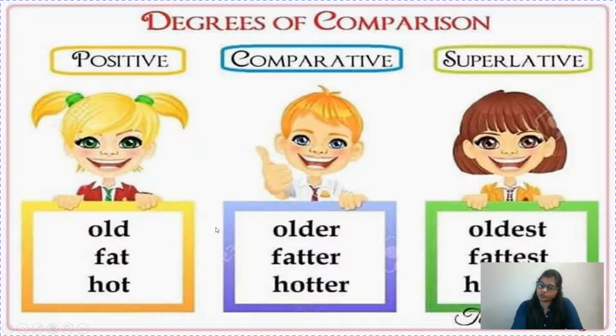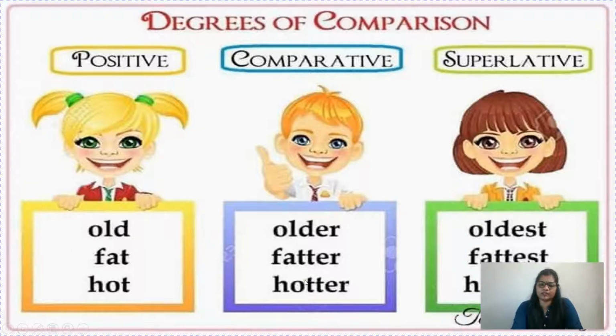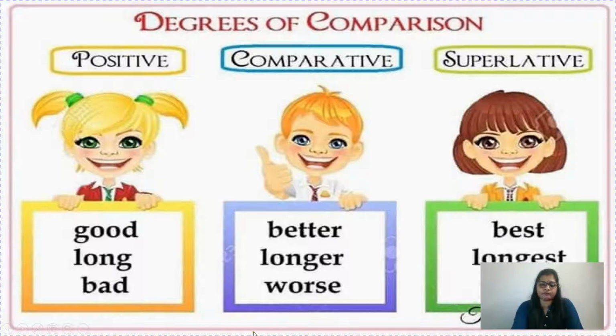Like old, older, oldest; fat, fatter, fattest; hot, hotter, hottest. Good, better, best. See children, here we have seen it was so simple to write. Just we have to add ER and EST. But here you cannot write good, gooder, goodest, or bad, badder, baddest. No. You have to write good, better, best. You have to learn this.